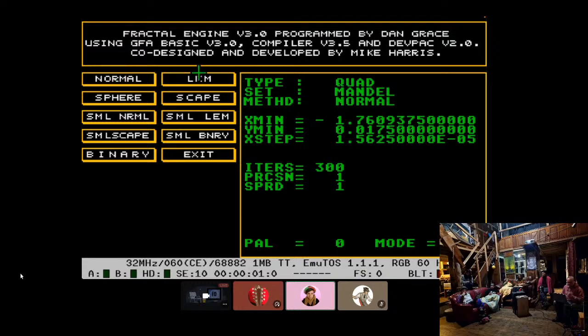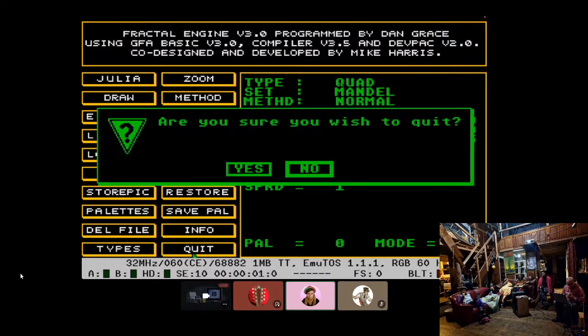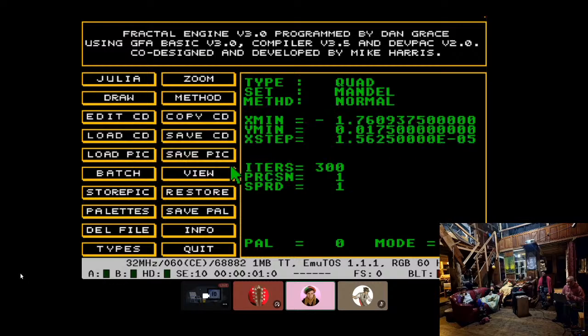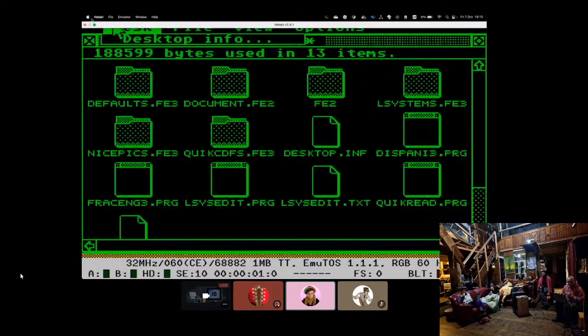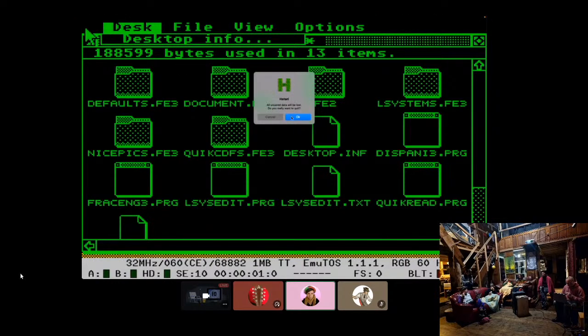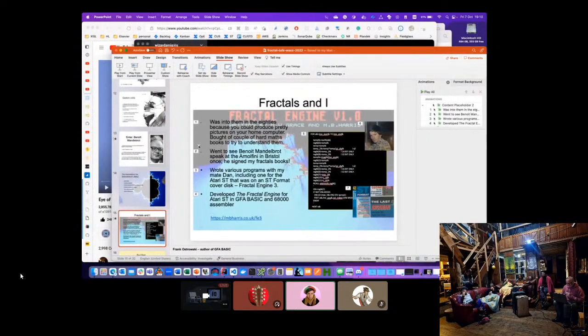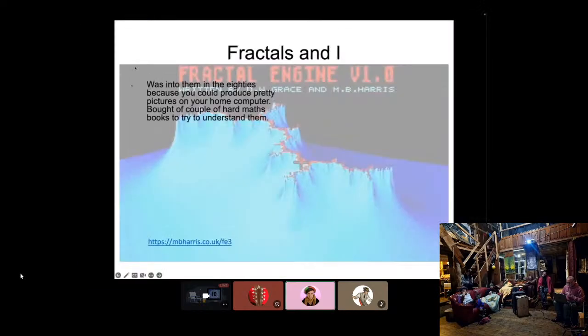Anyway, we've had enough of that. So let's get out of this. We needed this cursor. There we go. So we're out of the Atari emulator, and if I can just get the mouse back and go back to the slides. The program was written for an Atari ST, yeah. That's exactly it. Atari ST. Okay, so that was that.